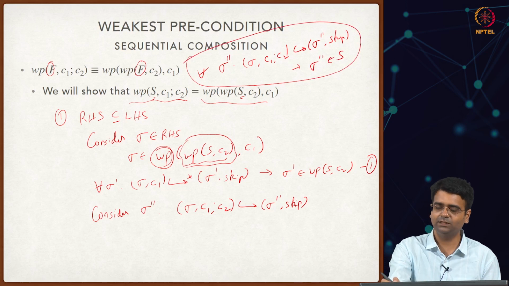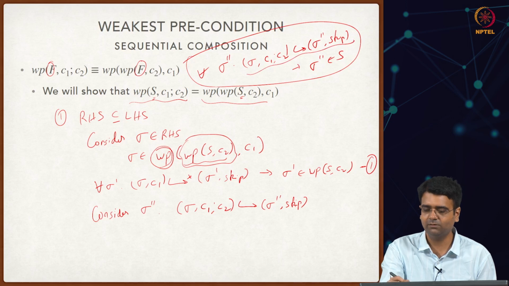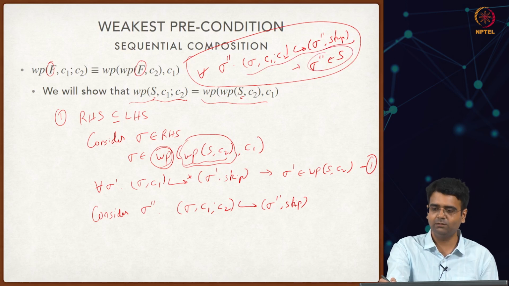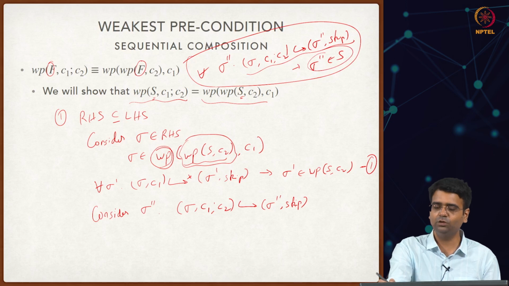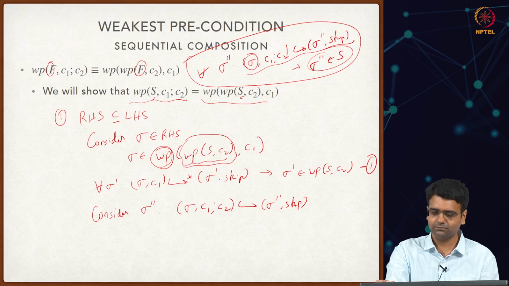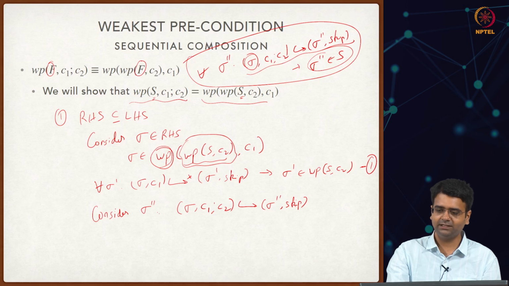I am proving this implication by assuming the antecedent. So I am considering a sigma double prime such that on executing C1 semicolon C2 on sigma, I go to sigma double prime, and I will show the consequent, which is that sigma double prime is also present in S. If I can do that, then I am done. That would mean that sigma is present in WP of S, C1 semicolon C2. Now we need to show that this sigma double prime is present in S.